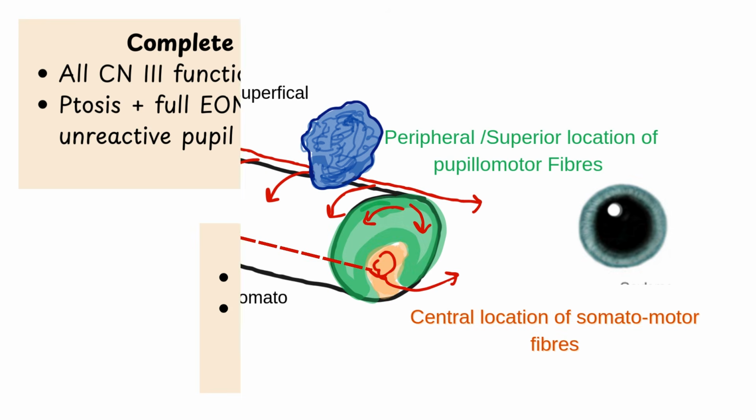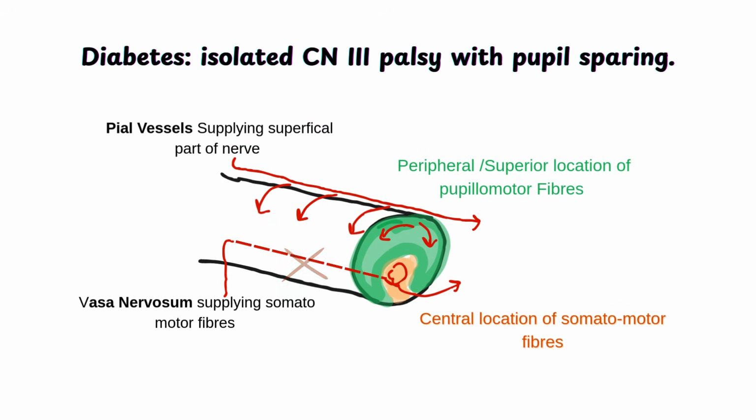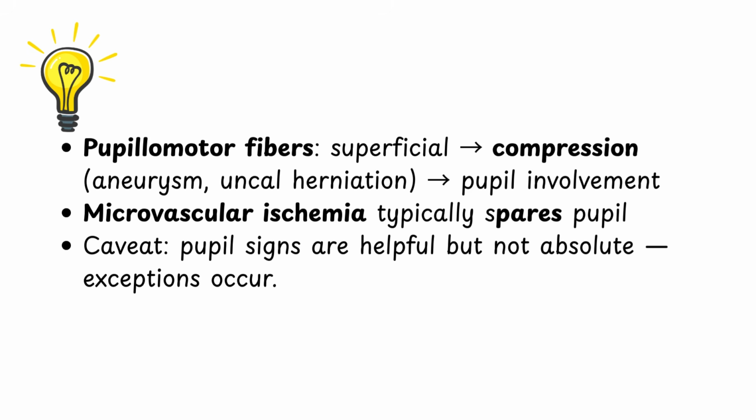Alright, so pupil involvement is a key feature of these lesions which are compressing the superficial fibers. On the other hand, an isolated third nerve palsy with pupil-sparing is commonly seen in microangiopathies like diabetes mellitus. In these cases, the smaller vessels are affected first, and these vessels are the ones which are supplying the central somatomotor fibers, so they get damaged here in diabetes. The superficial pupillary fibers will remain intact, leading to the pupil sparing. By now, the idea should be clear. Pupillary fibers involvement, usually it is the compression from outside. Pupil sparing third nerve palsy, it's usually the microvascular ischemia.